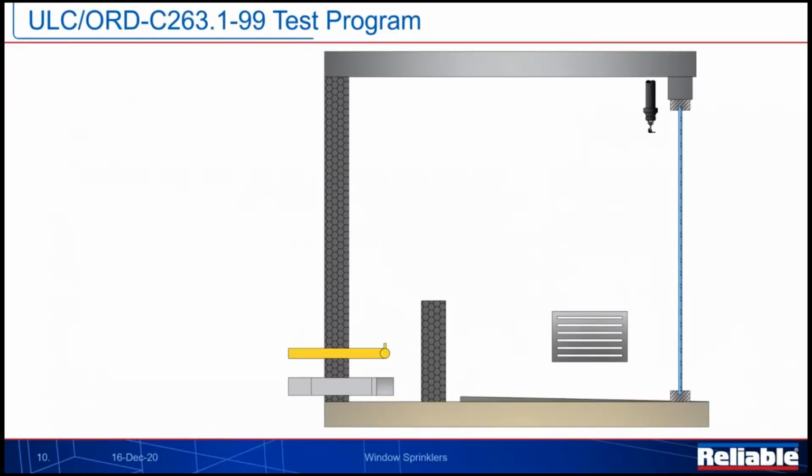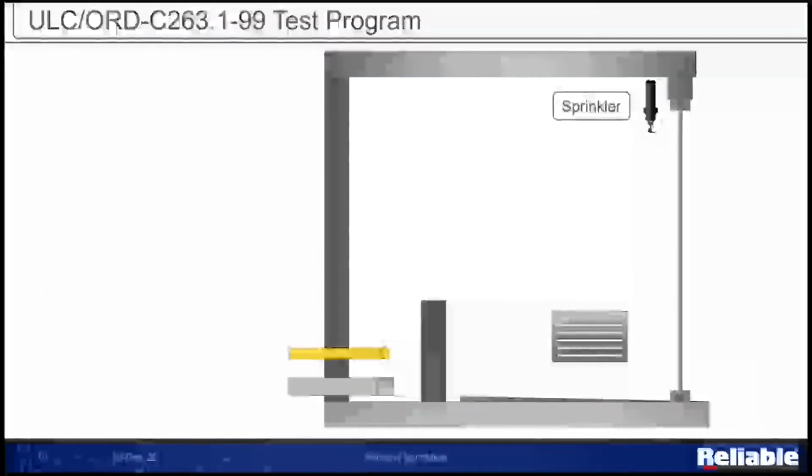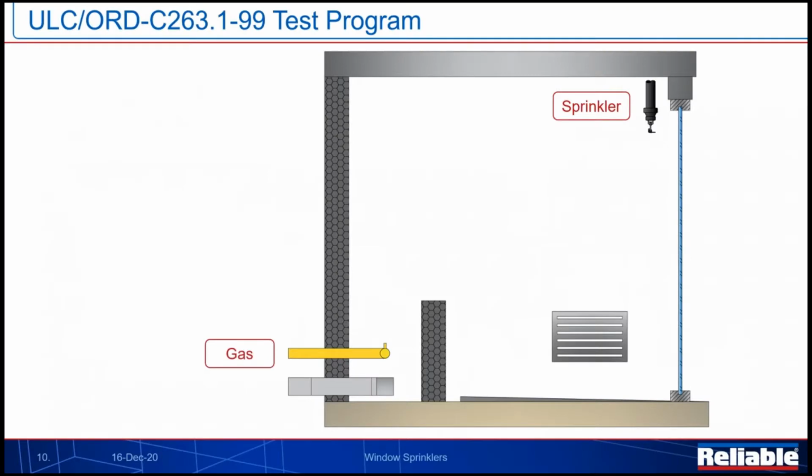If we take a look at the test, it's going to be done in this furnace. Here's a section of it you can see here. And we have our sprinkler installed with the glazing material. We have a gas burner located in the back. Underneath of that, we have a supply of air to fan that flame and keep it going. We have an exhaust duct to help exhaust byproducts of combustion out, allowing that flame to keep on burning.